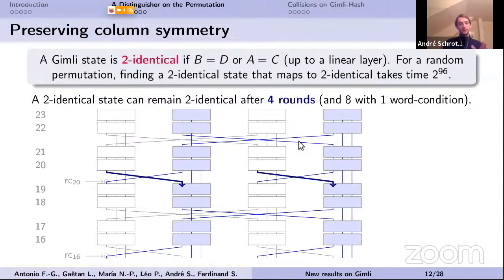The idea is that this is a very nice property, actually. If you have two identical states, let's say B equal D, after 4 rounds it's still two identical, because the words that you're actually swapping in the swap layer are the same, so the columns remain equal. And then if you have a single word condition, let's say these two branches here must be equal, then you're going to traverse 4 rounds more. And then we start to see that this property is going to traverse many rounds with a very low cost.